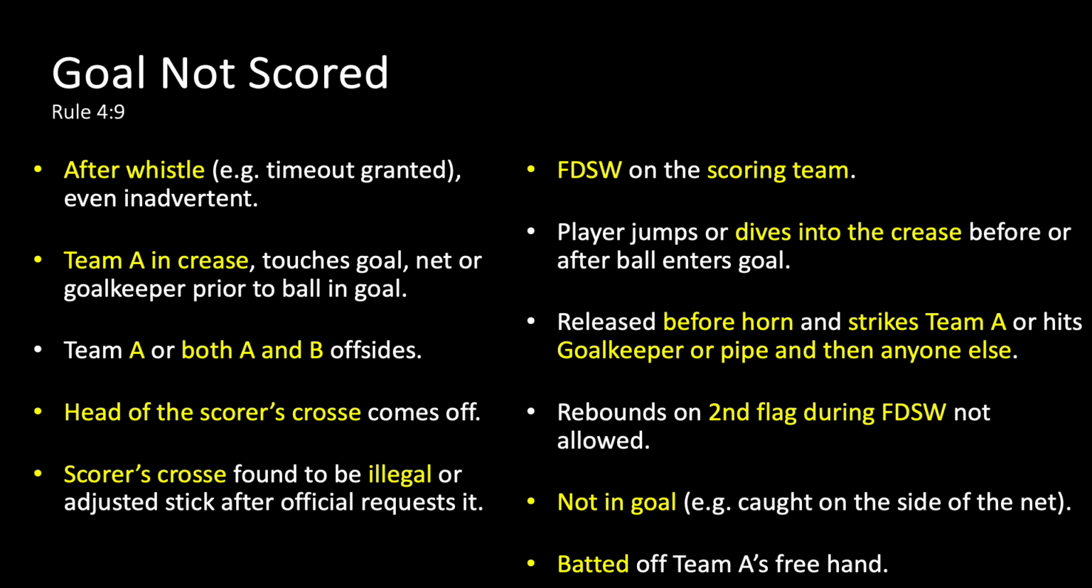Release before the horn and it strikes Team A, or it hits the goalkeeper or pipe and then it hits anybody else. Rebounds on a second flag during a flag down slow whistle are not allowed. So you allow the continuation of play, but you only get one bite at the apple.